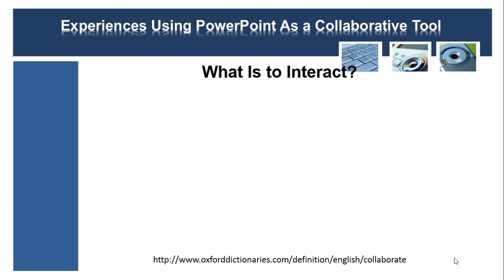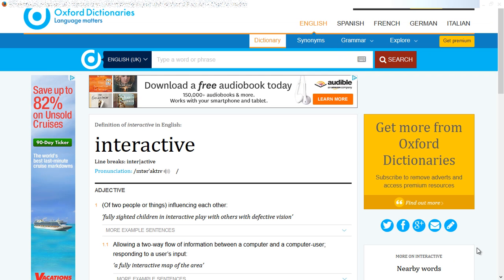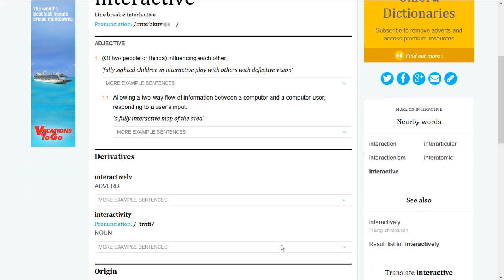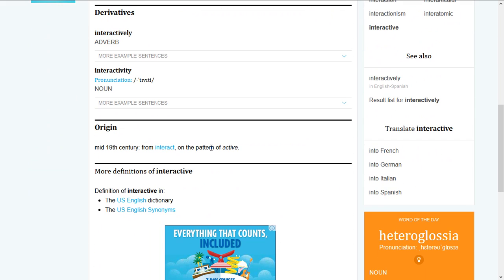And here I went back to the Oxford dictionaries for help. The word interactive is defined as two people or things influencing each other. When we're talking about interactivity in terms of the computer, it is about allowing a two-way flow of information between a computer and a computer user. And then it's also related to being active, which is a very important thing when we are dealing with students. We want to make sure that they are active during their learning.